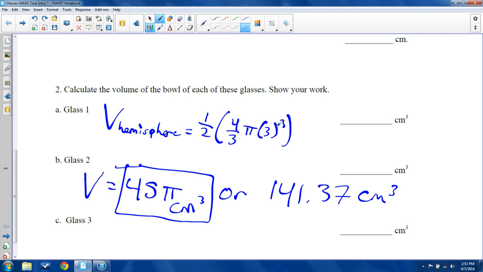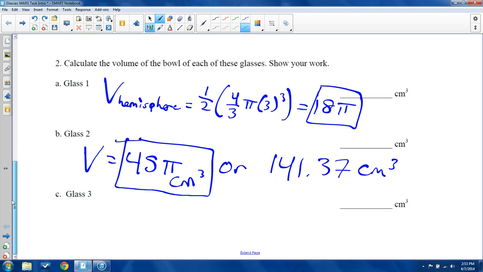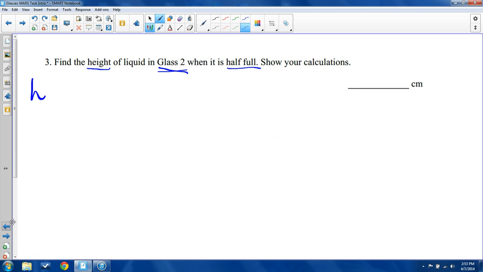Okay, 3 cubed is 27. 27 divided by 3 is 9. 9 times 4 is 36. 1/2 of 36 is 18. So this will be 18 pi. Okay, so these will be the two important ingredients so far in figuring out this volume, and I'll explain why as I jump over here. So let's see, V glass 2 and V hemisphere. Okay, I'm going to move on over onto the other side.